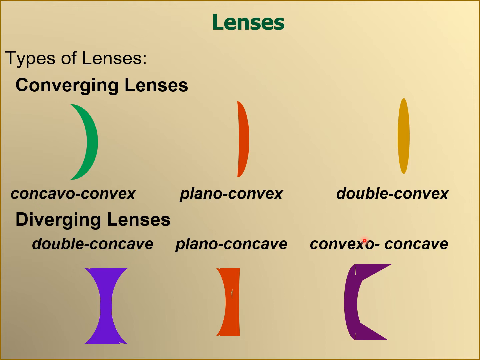We also have diverging lenses, and here are the three examples. The first one is called a double concave because both surfaces are concave. The second example is called plano-concave because it is made up of a plane surface and the other surface is a concave surface. And lastly, the convexo-concave is made up of a convex surface and a concave surface.